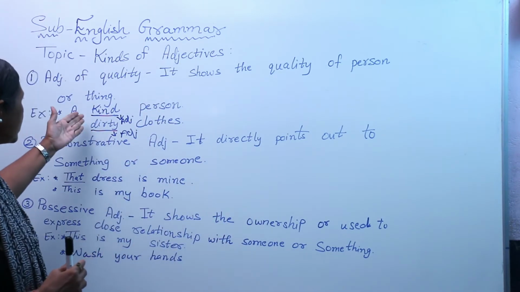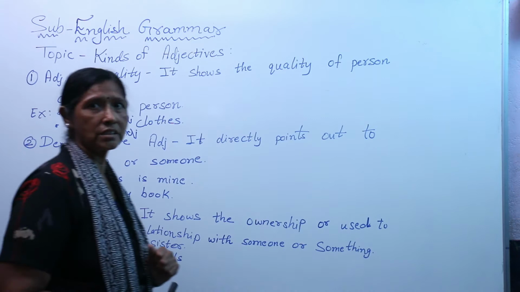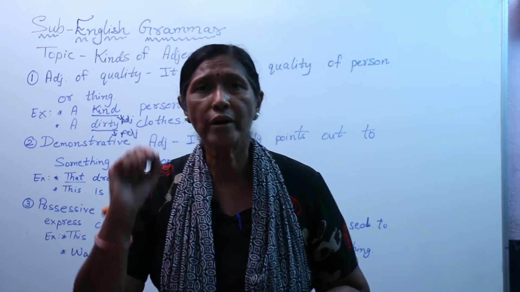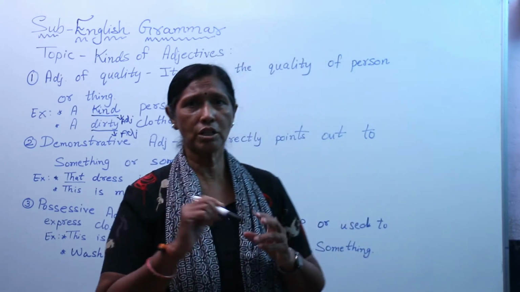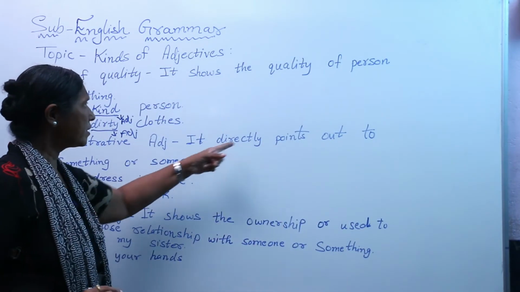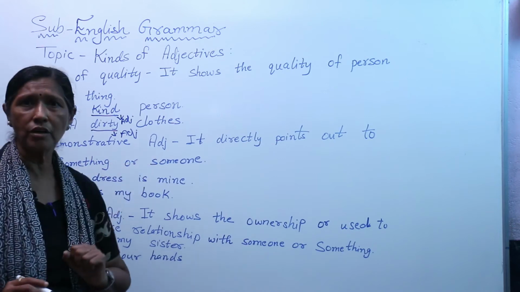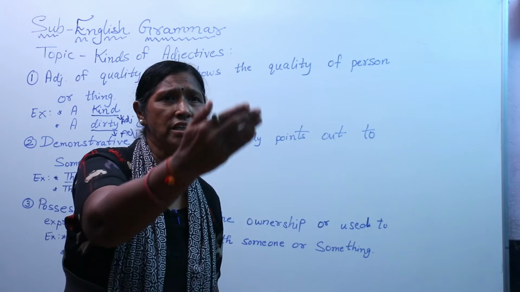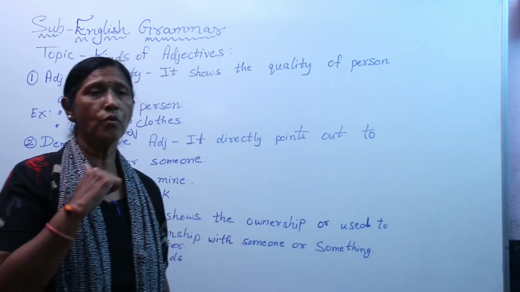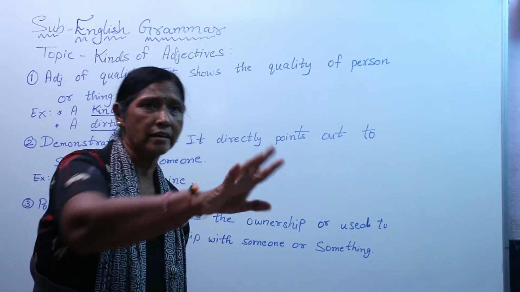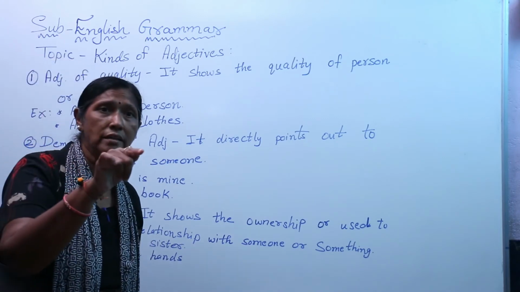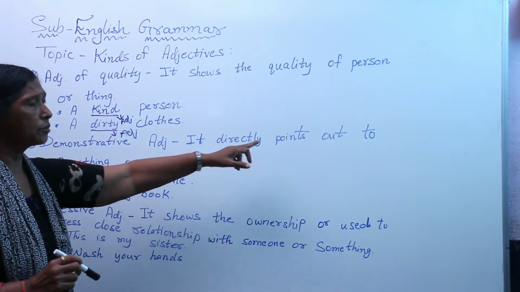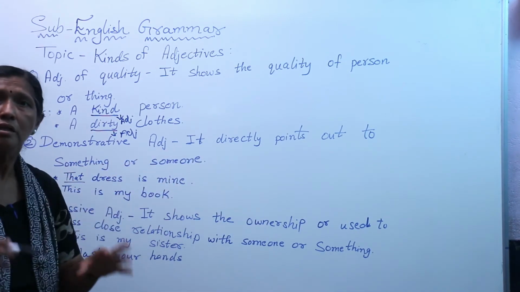So now my next topic is demonstrative adjective. In demonstrative adjective, what is it? It directly points out to something or someone. Suppose you are sitting somewhere else, so what will I say? He is sitting there, or I will say that is a good thing. So it directly points out to something or someone.